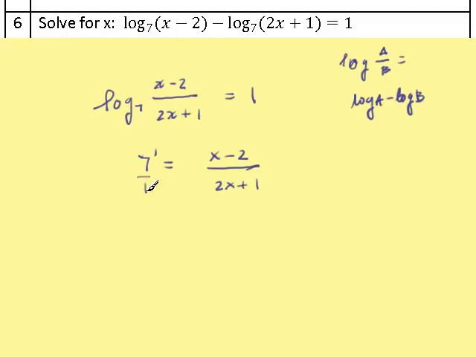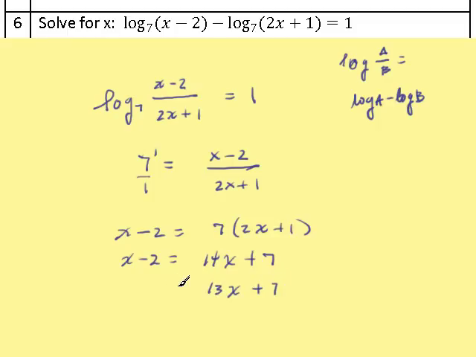I'm going to write this as 7 over 1 and cross multiply. x minus 2 equals 7 times 2x plus 1. Let's write x minus 2 is equal to 14x plus 7. Subtract x from both sides, and we have 13x plus 7 is equal to minus 2. Subtract 7 from both sides, negative 9 is equal to 13x. And finally divide by 13, and we have x is equal to minus 9 over 13.